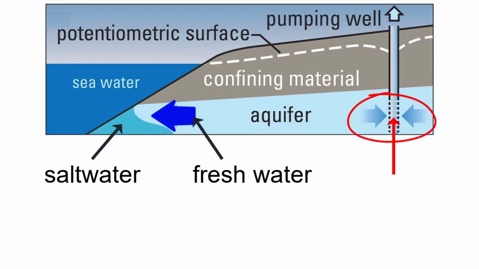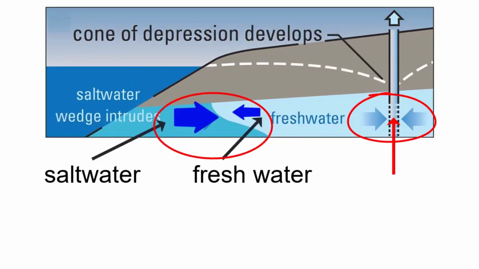What happens if the fresh water in this aquifer is overpumped? The pressure on the saltwater portion will be reduced, and that can cause the saltwater to intrude further into the aquifer.